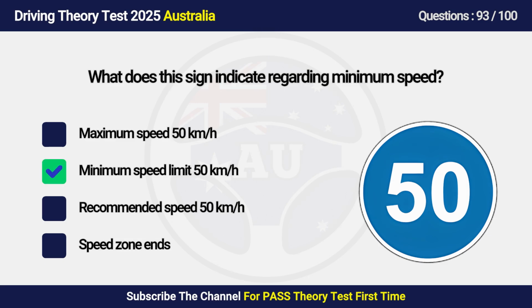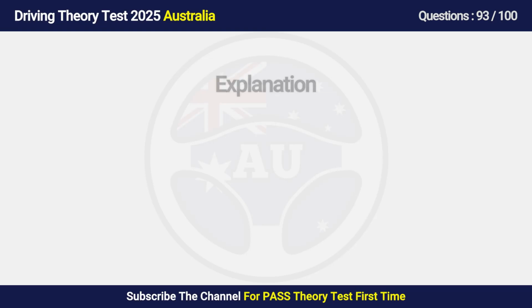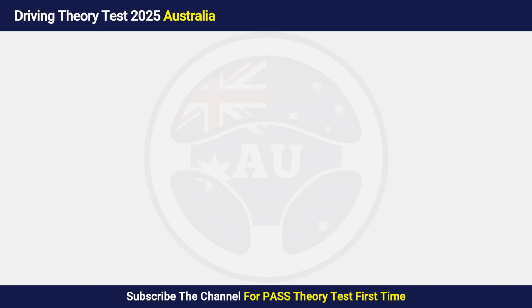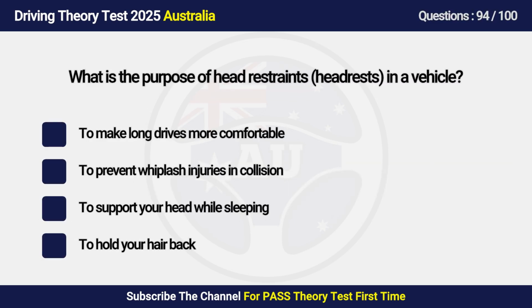Answer is B. Minimum speed limit 50. This sign indicates a minimum speed limit of 50. You must not drive slower than this speed, unless conditions make it unsafe. Question 94. What is the purpose of head restraints, headrests, in a vehicle? A. To make long drives more comfortable. B. To prevent whiplash in collision. C. To support your head while sleeping. D. To hold your hair back.